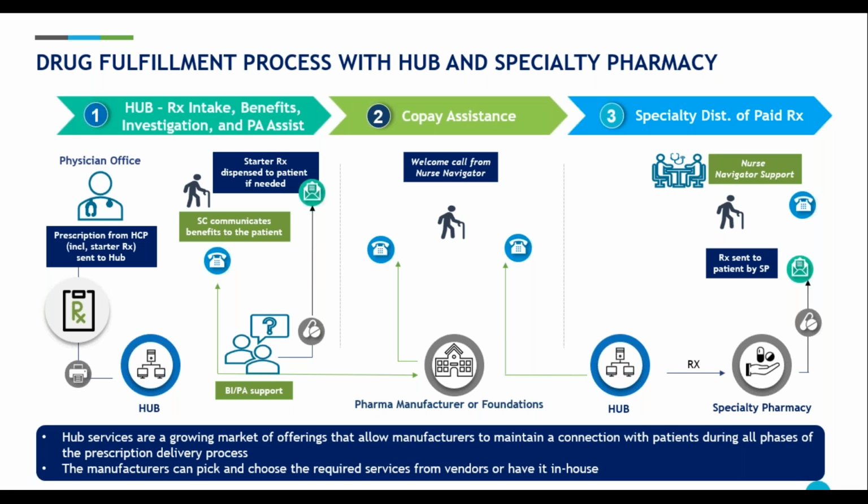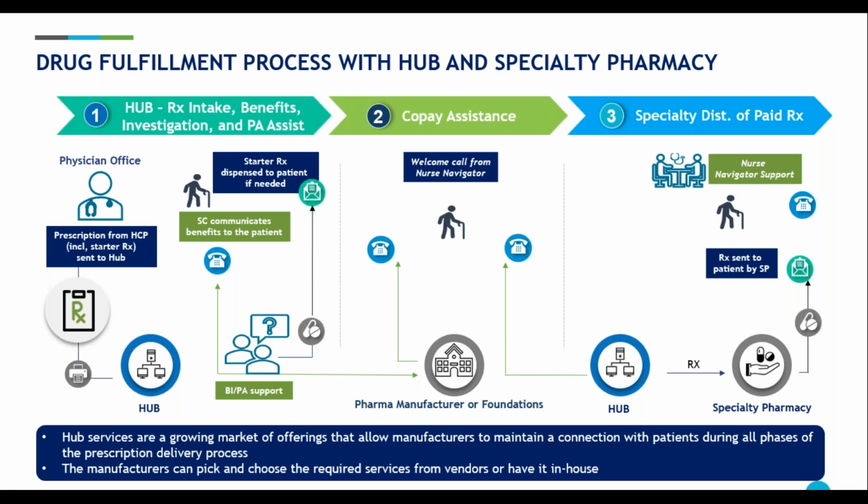Now, the other model is the hybrid, where pharma can have certain services internally, like nurse navigator and so on, and they can outsource part of the services like benefits investigation and prior auth, where they can have a separate hub just for their company's products alone, a separate team sitting there and supporting. Then they take care of all of those patient experiences in a smoother way, and eventually get the drug to the patient.